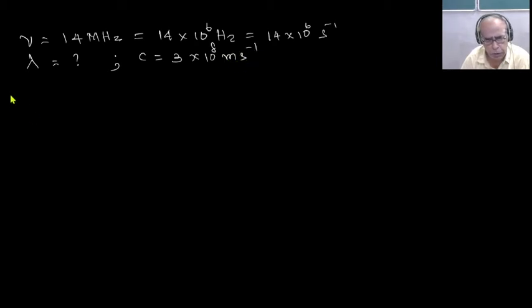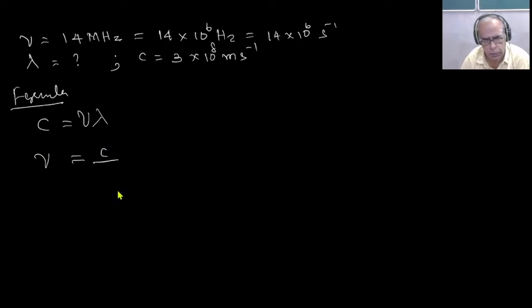Now what is the equation? You have to use the formula here. C is equal to nu lambda. And what is asked here? Lambda. So lambda is equal to C divided by nu. So this is the basic equation from which you can calculate.